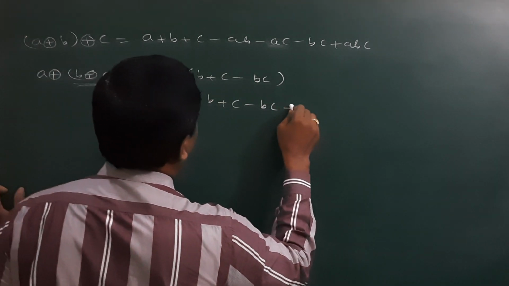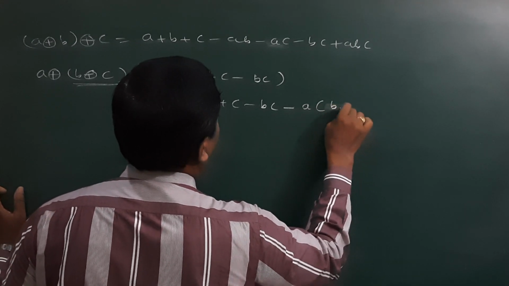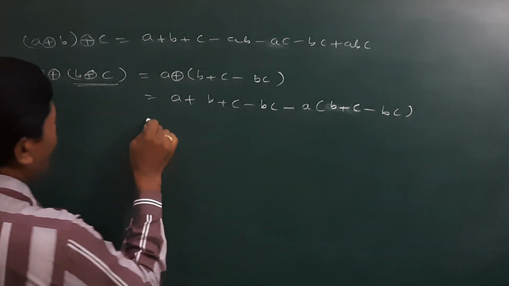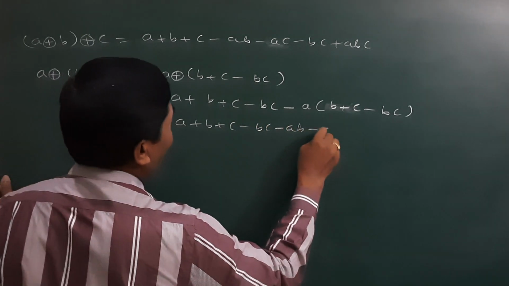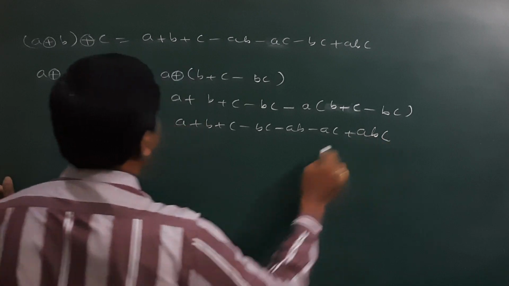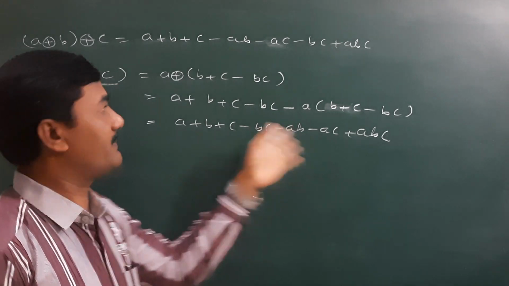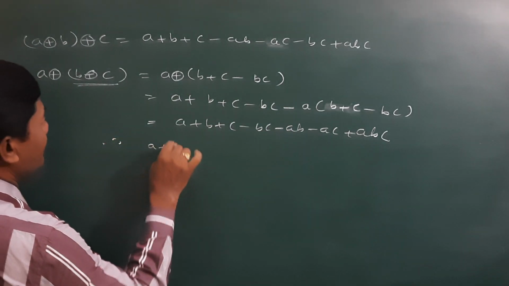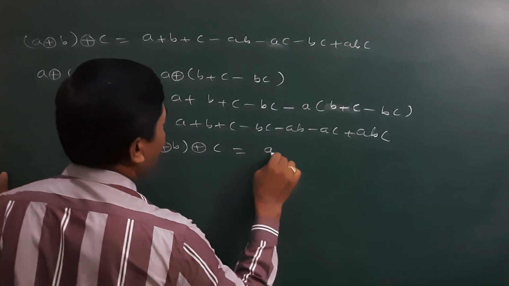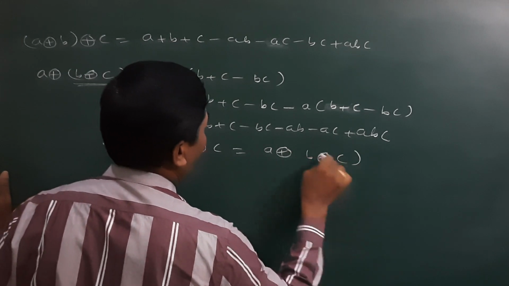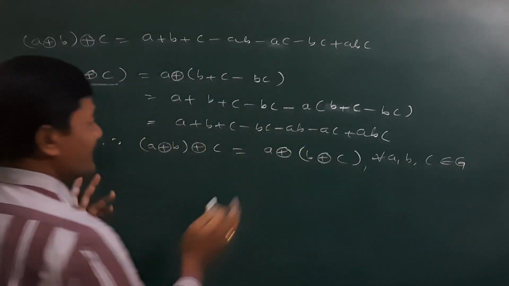minus a(a + b + c − bc)... So you can simplify: a + b + c − bc − ab − ac + abc. So the right side value of the previous one is the same as the second one. That means therefore (a ∘ b) ∘ c = a ∘ (b ∘ c) for all a, b, c belonging to G. That means G satisfies the associative property.